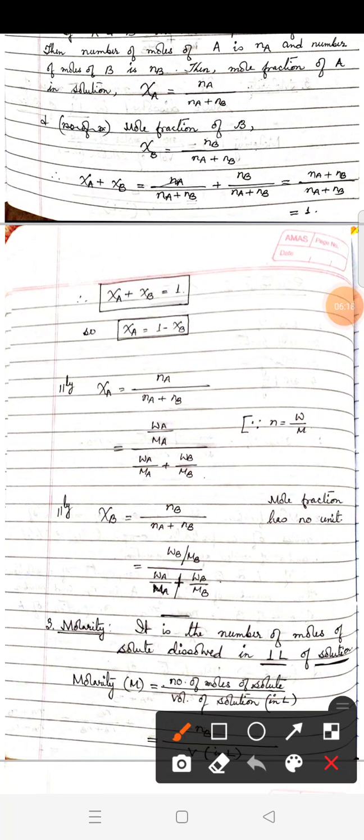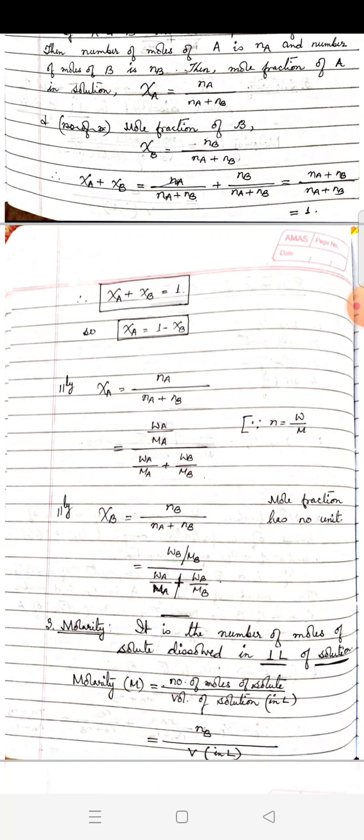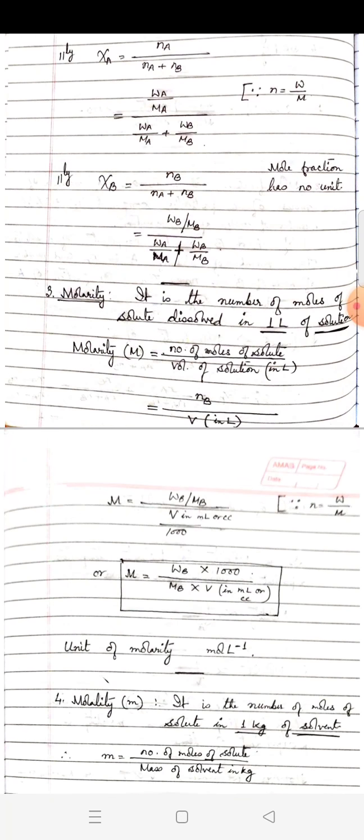So we write the formula capital M equal to number of moles of solute divided by volume of solution in liters. It is important to mention in liters, and remember the symbol for liter is capital L, not LT, as some of you have written. So we replace the symbol of number of moles of solute by Nb, and in the denominator we simply put V. We don't put Va or Vb because Va will be volume of solvent, but here our requirement is volume of solution. So we write Nb by V only.